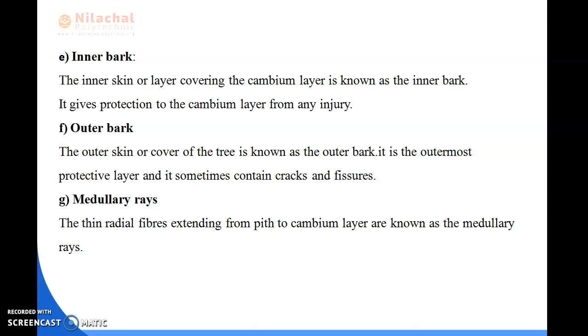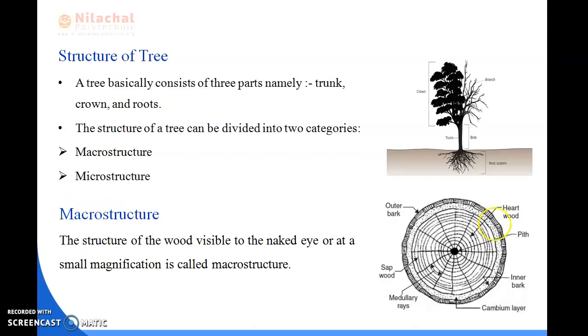I have already shown you in the diagram. This is the cambium layer and this is the inner bark. And this is the outer bark. This is the heartwood, and the pith is the middle portion. This is the sapwood and these are the medullary rays.